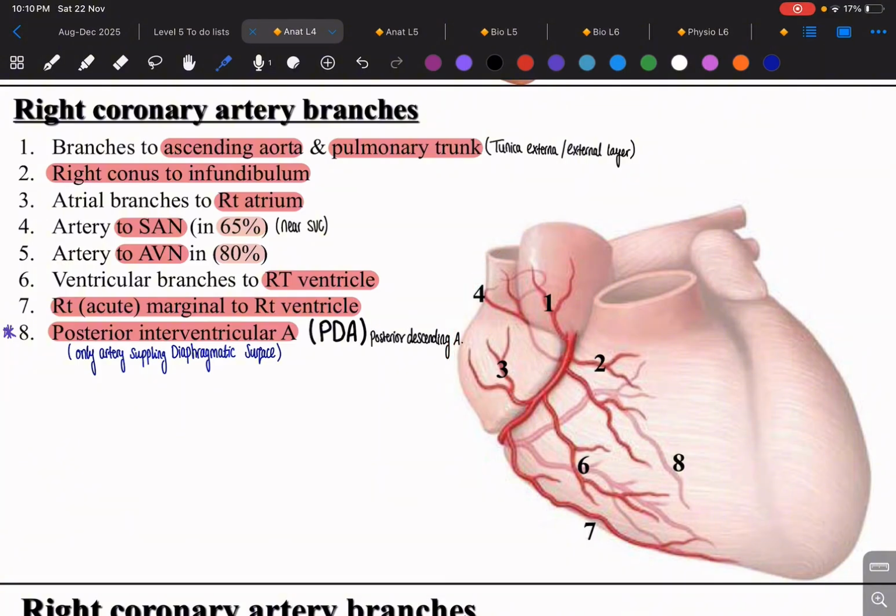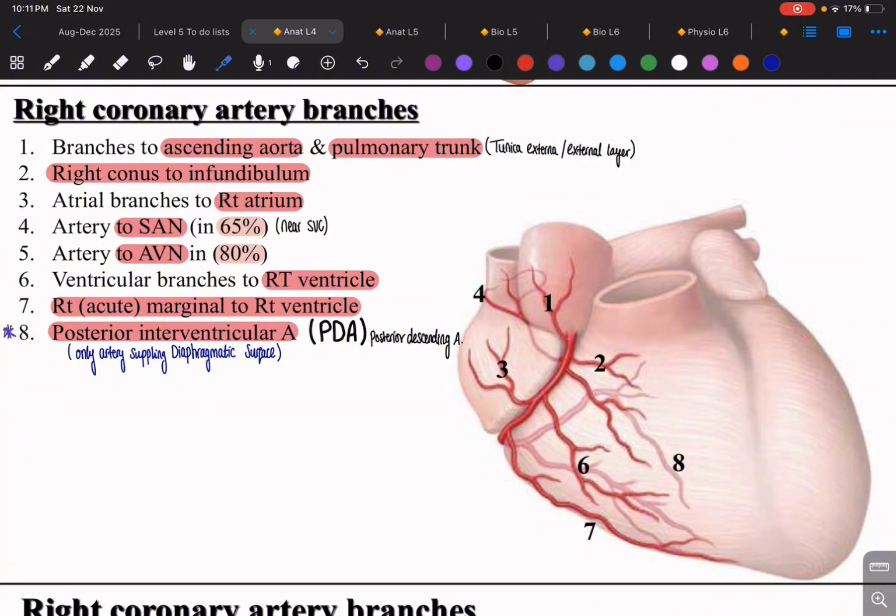So it's going to give 2 branches to the ventricle, which are what? Ventricular branch to the right ventricle here, which is number 6. So this is the ventricular branch to the right ventricle, and it's going to give another branch here on the side or on the surface. On the margin is known as the right marginal branch, which is to the right ventricle. So for the ventricle, it's going to give 2 branches. The ventricular branch and the right marginal branch. For the atrium, it's going to give only 1 branch known as the atrial branch.